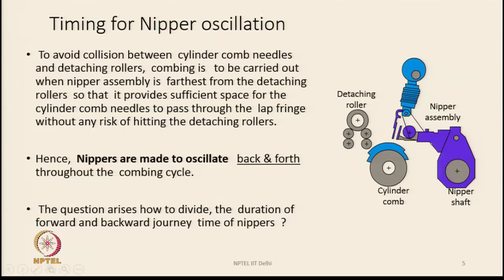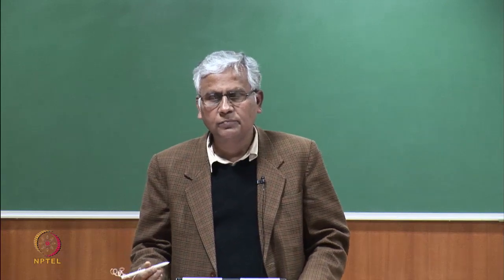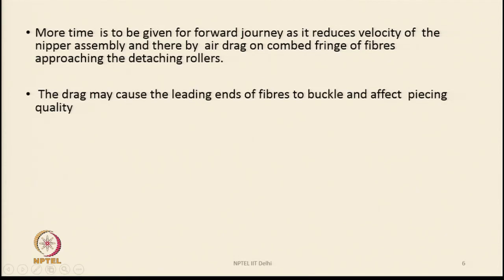As we have seen that Nipper, this assembly as a whole moves forward and backward. So, how much time should be given to the forward motion and how much time should be given to the backward motion? Usually more time is to be given for forward journey, as it reduces the velocity of the Nipper assembly and thereby air drag on the cone fringe of fibers approaching the detaching rollers.